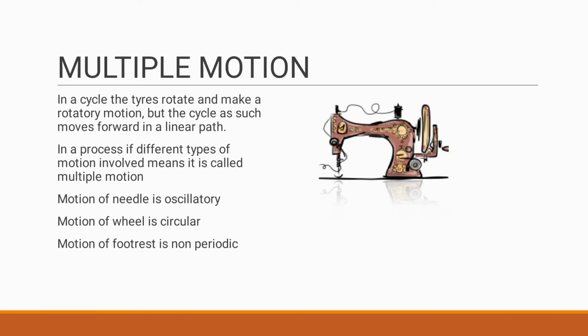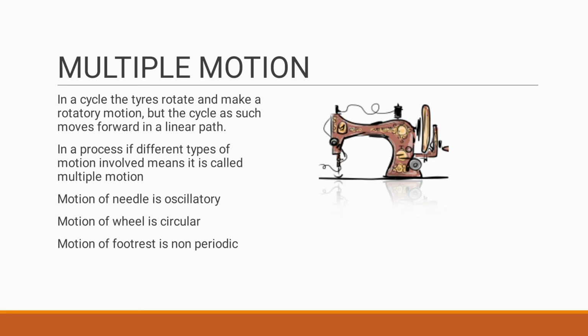And the last topic is multiple motion. We already read about different types of motion. If different types of motion involved in one process, then it is said to be multiple motion. An example is, if a cycle tire gives a rotational motion, but the cycle moves forward, which gives linear motion, which involves a rotational and a linear motion, which we consider as multiple motion.